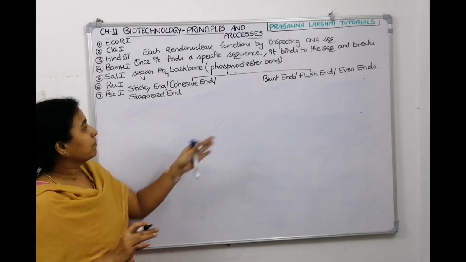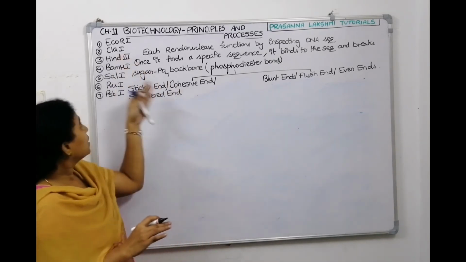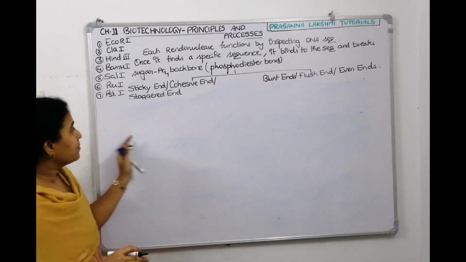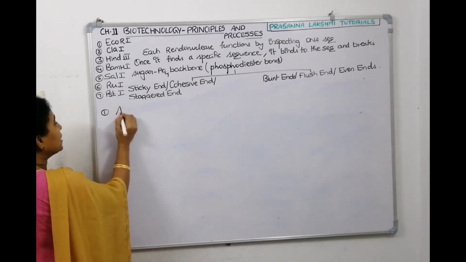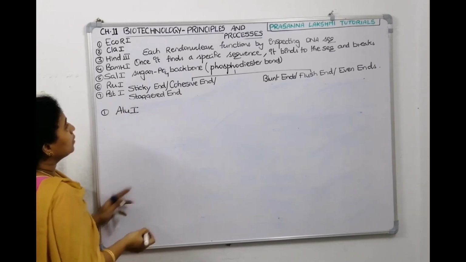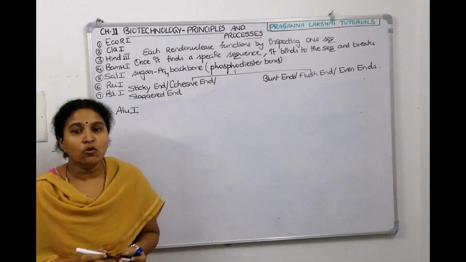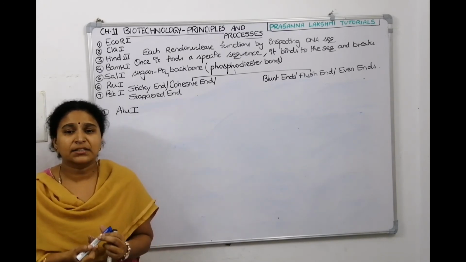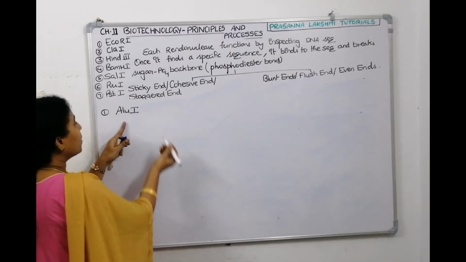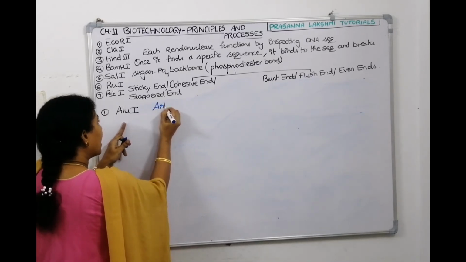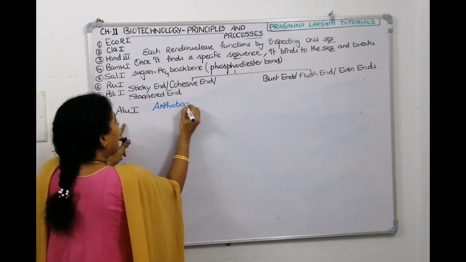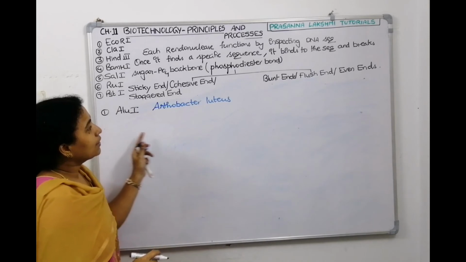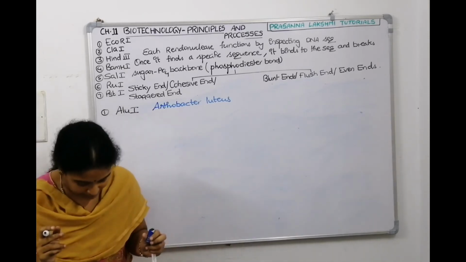So now if they give anyone and ask you to identify, from this you can eliminate. The examples for blunt ends, I'll start from here. The first blunt end enzyme is AluI, which is extracted from a bacteria called Arthrobacter luteus. Now, what is its recognition site? What is its cleavage site?